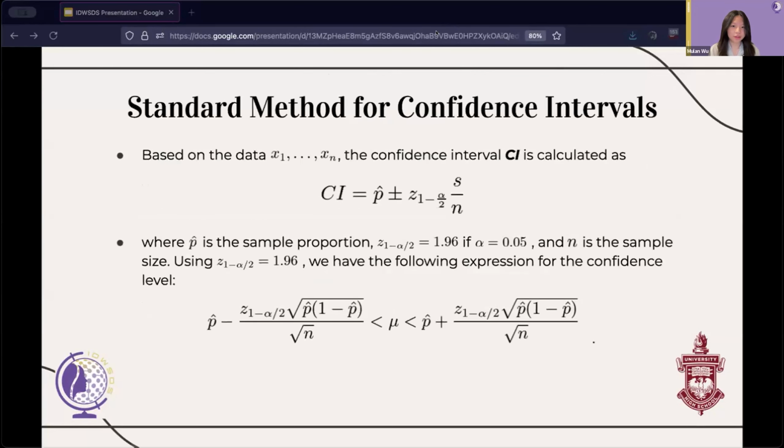The standard method for confidence intervals. We're using the Wald method, which is a confidence interval equal to the mean, p hat in this case, plus minus the z-score times the standard deviation over the sample size. The bounds are calculated by the following inequalities, which is the last set of inequalities that you see on the slide.